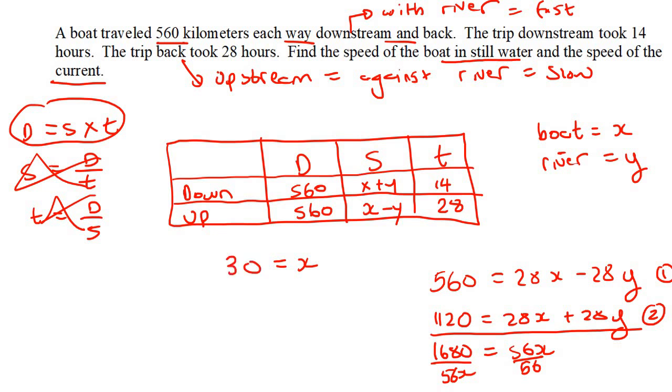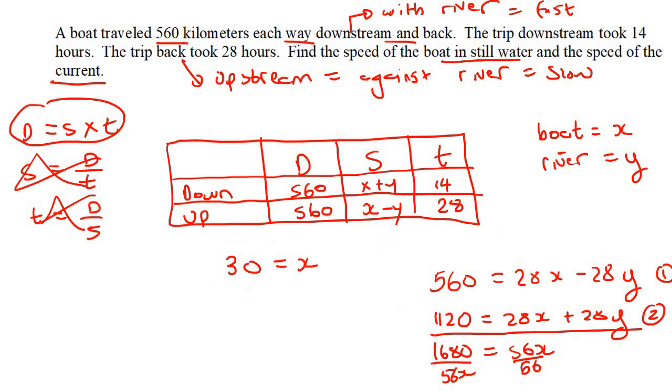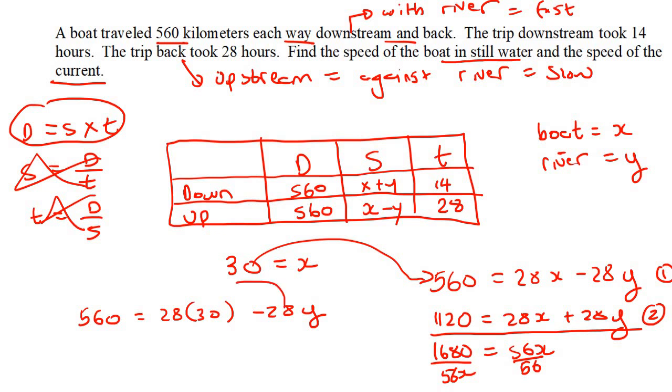Okay, now to get y, I just take that x value and plug it into there, or even the original one before we multiplied. It doesn't really matter. So I'm going to just plug it into this top one over here. So we end up with 560 is equal to 28 times x, which is 30, minus 28y. Then I'm going to take the 28y to the left, and I'm going to bring the 560 over to the right. And so we end up with 28y equals 280.